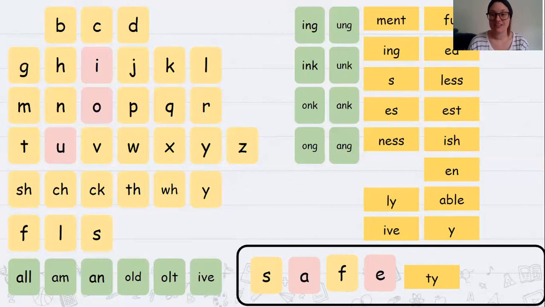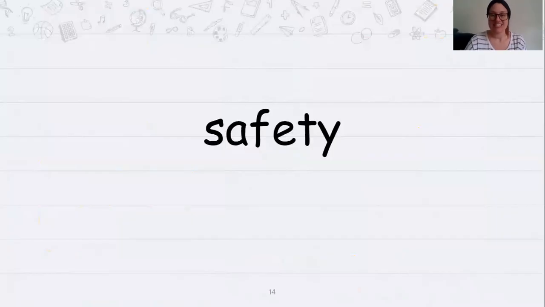Ready? All together. This word is, yep, safety. Good. Safety. Looking at this word, safety, what suffix do you see? That's right. You see the suffix ty, T. You hear it at the end of the word, safety.